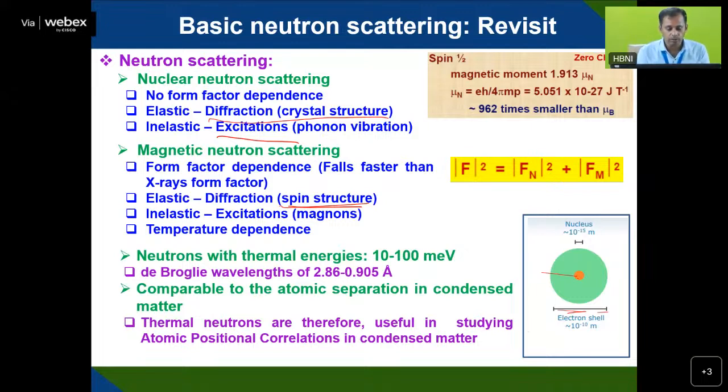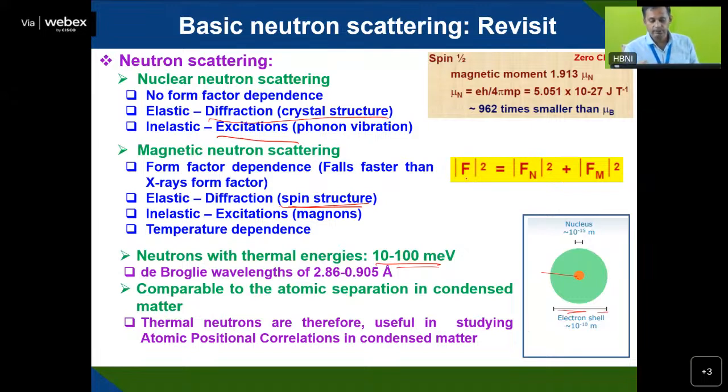Neutrons with thermal energy of 10 to 100 millielectronvolts mainly use a wavelength range of 2.86 to 0.09 angstrom, which is comparable to the atomic separation of condensed matter, the interatomic distance in this range. That's why neutron diffraction can be used for crystal structure analysis. The thermal neutrons are therefore useful in studying atomic positional correlation in condensed matter physics. So you can use these thermal neutrons with low energy.